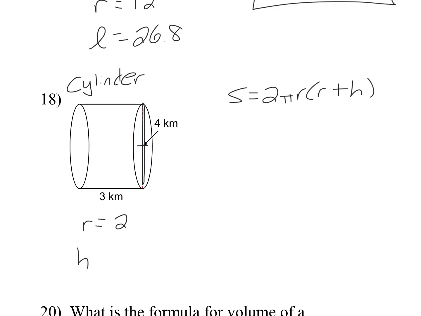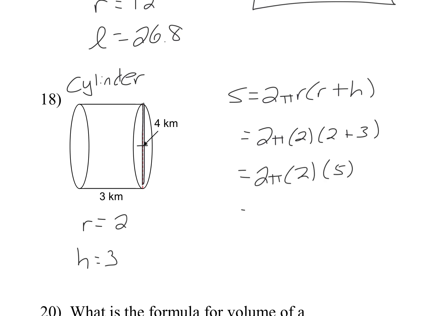And what's the height? 3. So you plug it all in. Again, what has to go first? Parentheses. The addition. And then you multiply all those together to get 62.8 kilometers squared.